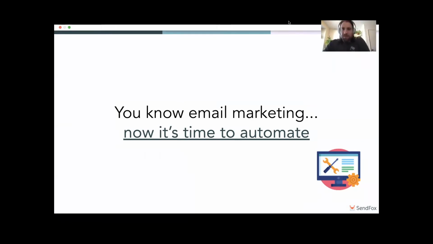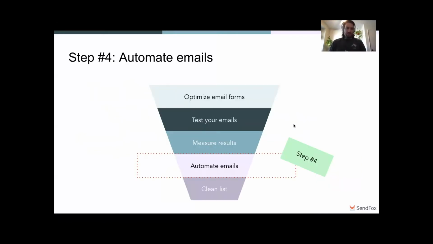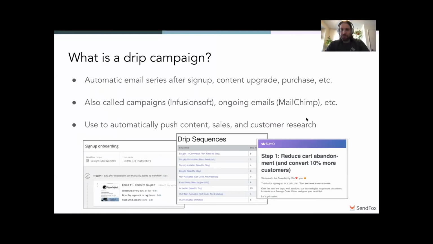So now that we've talked a little bit about email marketing at a high level, we've talked about forms, we've talked about what types of emails to write, we've talked about the results, we're going to talk about automation. And automation comes next because it allows us to automatically send emails as we sleep, to let them just kind of go as they go.